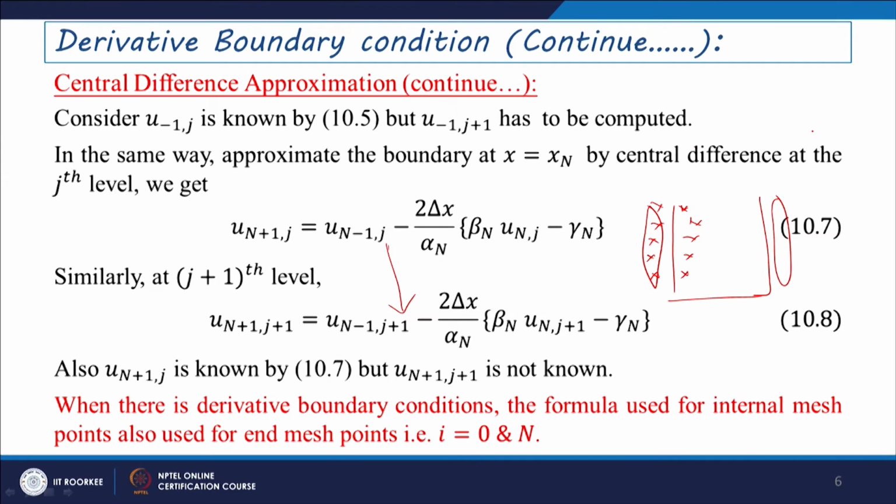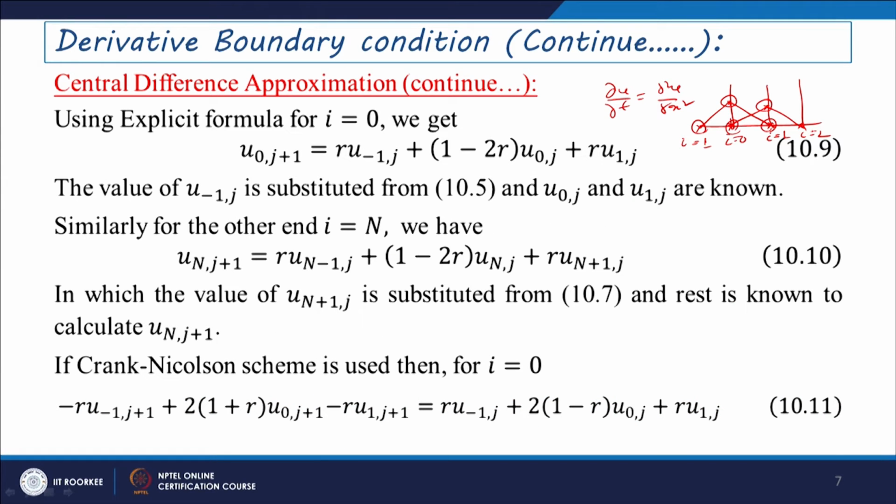So, we can use this relationship, where u_0^j and u_1^j are known to us, and u_(-1)^j can be directly substituted, and we can have the coefficients in the form of u_0^j and u_1^j. So, directly we can say that u_0^(j+1) involves only the terms 0j and 1j.